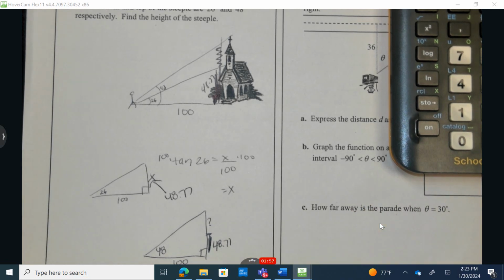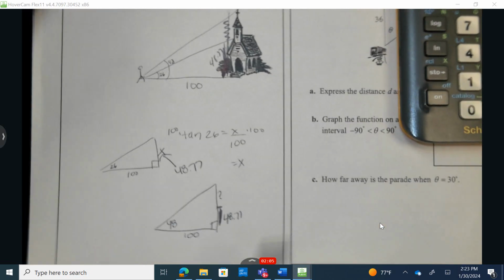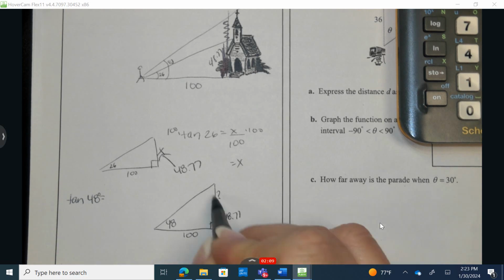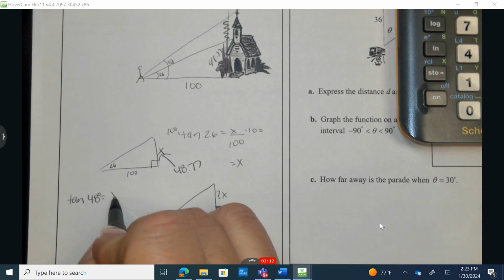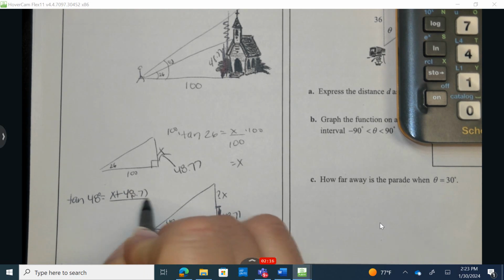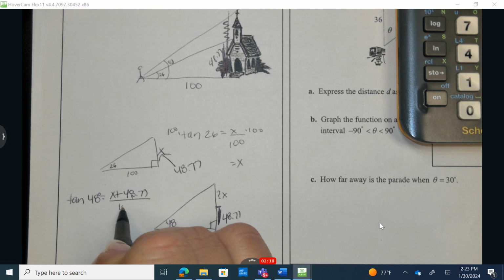So how do I set this up? Again, I have an angle, and I'm provided with the adjacent, and I know part of the opposite. So off to the side here, I'm going to write down the tangent of 48 degrees is equal to opposite, let's call this x. x plus this 48.77, and then we're going to divide that by the adjacent.